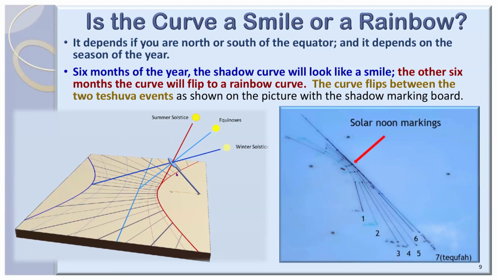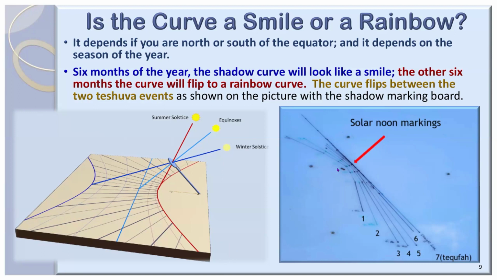So this red line on this demonstration here kind of looks like a rainbow curve, all right? If you keep marking, you will come to a Teshuva event where twice a year it'll be a straight line. And wherever your location is, if you keep marking, your curve is going to turn into like a smile, okay? But it depends on which side of the equator you're on, which one you get first. And it's fun to watch that curve flip between those two shadow events as shown in the picture.